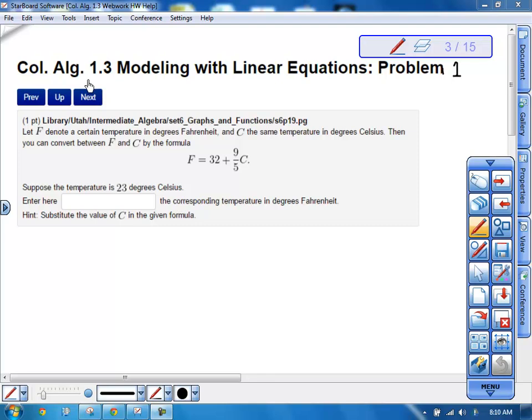Okay, this is the section 3 homework. It's the first problem. It gives us a formula for Fahrenheit related to Celsius, and then it tells us that if the temperature is 23 degrees Celsius, what would be the corresponding Fahrenheit temperature? That's pretty easy. Just plug 23 in this equation. 9/5 times 23 plus 32 should give you 73.4.